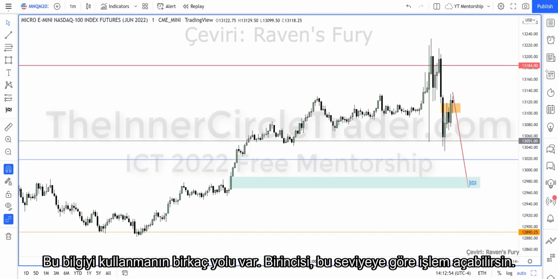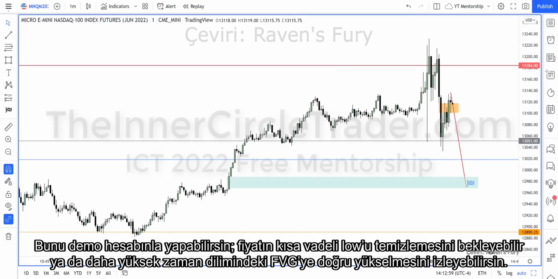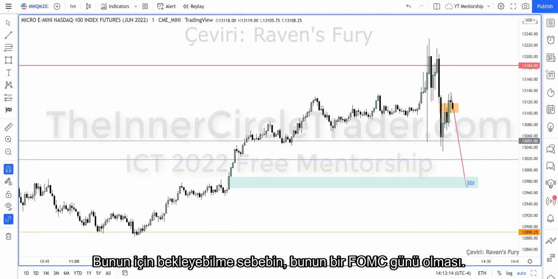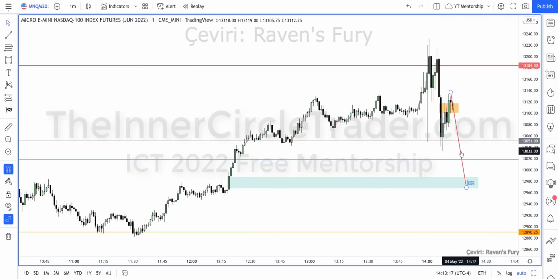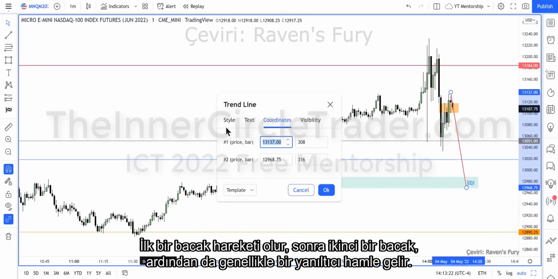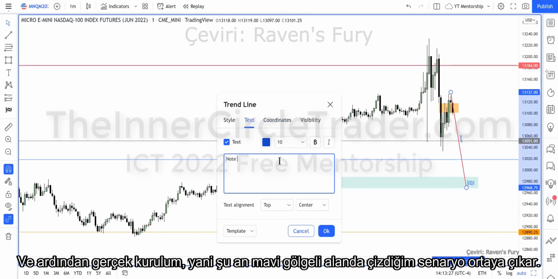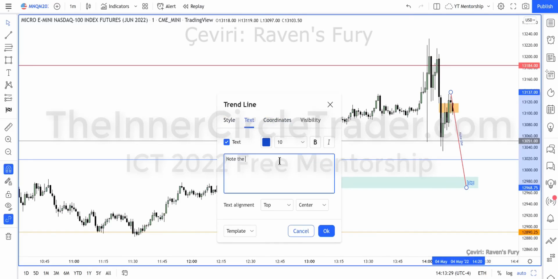Now, there's a couple ways to use this information. You can do a trade here with your demo account, for compliance reasons, and look for it to run out the short-term low, and/or wait for it to potentially trade up into the higher time frame fair value gap. The reason you could wait for that is because it's FOMC. It has a knee-jerk reaction, kind of like non-farm payroll. There's an initial leg, then another leg, then a fake-out leg, and then a real setup comes, which is what I'm outlining here in that blue shaded area.